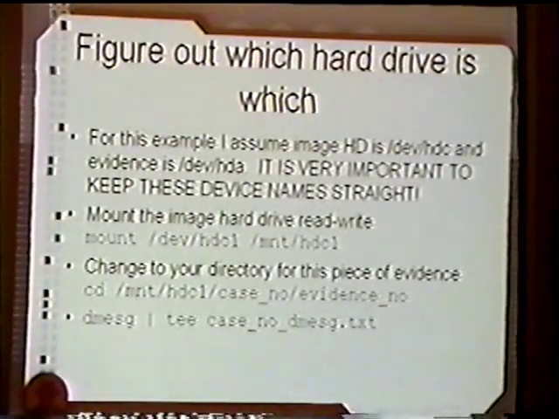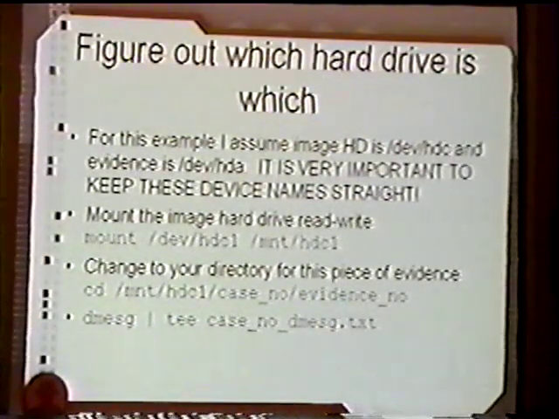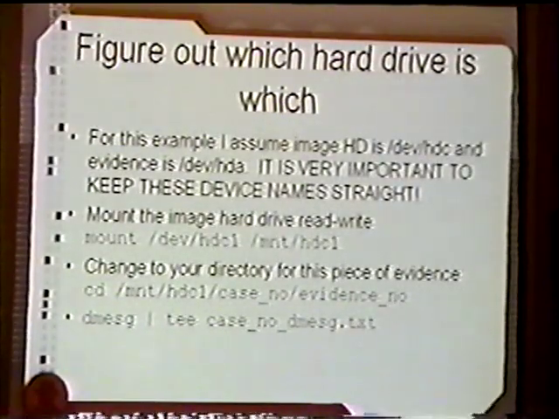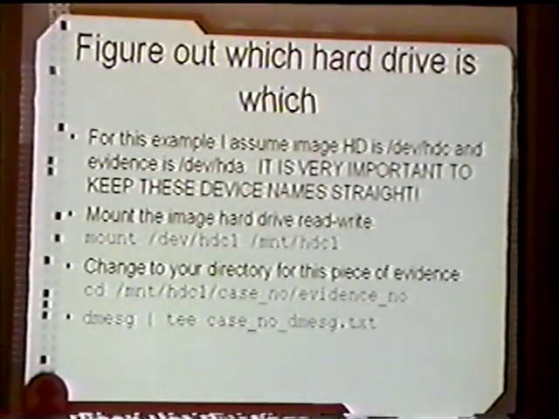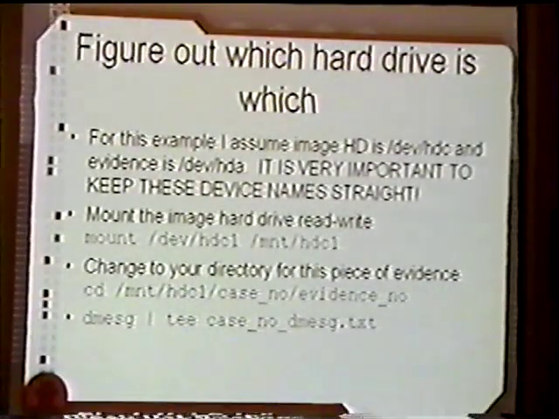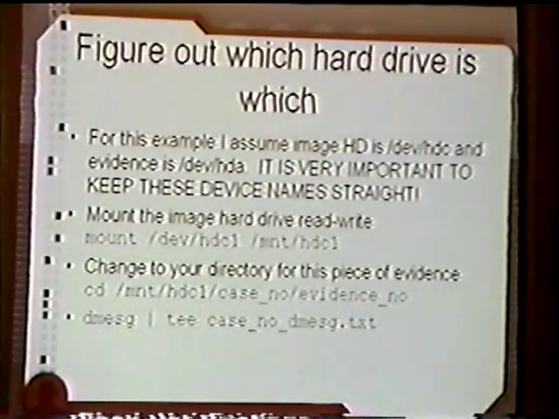Okay, we figured out which hard drive is which, and it's very, very important to keep these straight, because now you're going to turn around and mount the image drive read-write, which is obviously going to cause huge problems if you mount your evidence read-write, and you're going to actually image the drive onto that one. So now that we know that HDC is our image drive, we mount the partition. You may have to create this directory. I don't remember if Fire creates that for you or not. Mount HDC1. Then we go ahead and change to the directory for this piece of evidence.